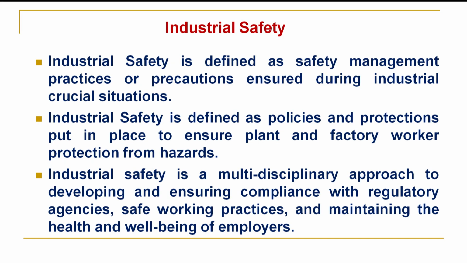So what is industrial safety? Basically, industrial safety is defined as a safety management practice. We can define it as the precautions ensured during critical and crucial situations in industry: how to ensure safety and how to provide precautions. That is called industrial safety. In another way, industrial safety is defined as the policies and protections put into place to protect plant and factory workers from hazards and accidents.